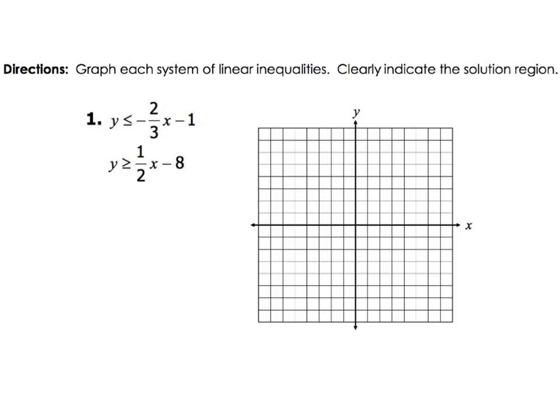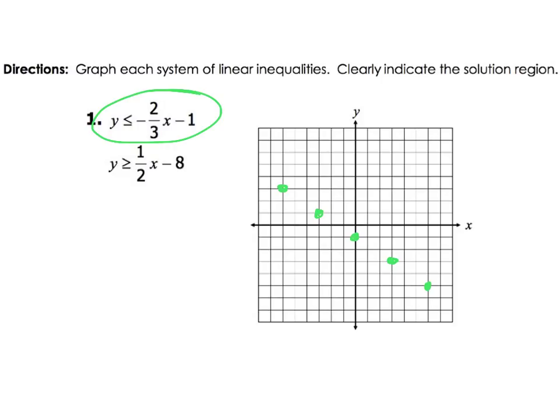Example number 1: we want to graph each system of linear inequalities and clearly indicate the solution region. First we want to start out by graphing the first linear inequality. It's already in slope-intercept form, so we can identify our y-intercept is -1, so we put a dot on the y-axis at -1. And our slope is -2/3. That means we're going to go down 2 and to the right 3. And if we want it in the other direction, we go up 2 and to the left 3. And there are all of our points for that first inequality.